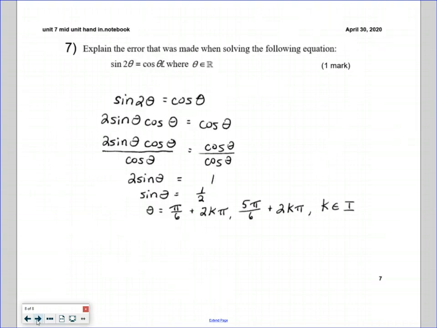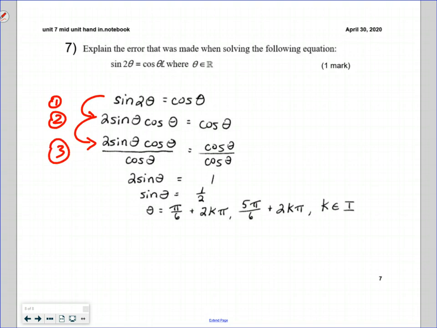Okay, next one. Last one says, explain the error that occurred in the following equation. Well, we're going to learn more about this sine 2 theta identity later, but let's accept what this student has done. I know this is actually something we haven't learned yet, but it is on our formula sheet. So we'll accept that first step. We'll learn more about that later. Here's the error in step number 3. 1, 2, 3.